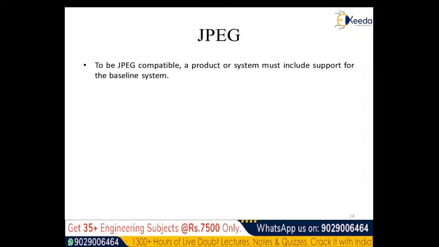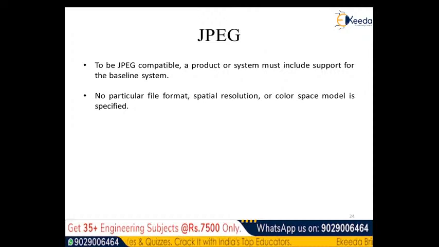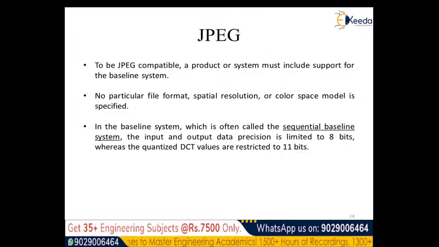Now, what is required for the compression to be JPEG compatible? To be JPEG compatible, a product or a system must include support for the baseline system, and there is no particular file format, spatial resolution or color space model specified for JPEG. In the baseline system, which is often also known as the sequential baseline system, the input and output data precision is limited to only 8 bits, whereas the quantized DCT values are restricted to 11 bits.